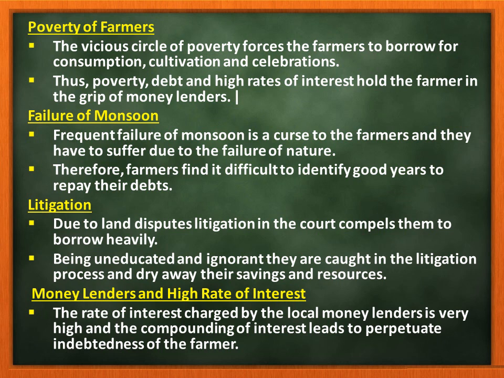Money lenders and high rate of interest. The rate of interest charged by the local money lenders is very, very high, and the compounding interest leads to perpetuation of indebtedness of the farmer. வாங்குகிற பணத்துக்கு மட்டும் வட்டிக்கு கிடையாது, வட்டிக்கும் வட்டி போடுவாங்க. அதுக்கு பேர் தான் காம்பவுண்டிங் இன்ட்ரெஸ்ட். வட்டிக்கு வட்டி leads to perpetuation of indebtedness of the farmers.